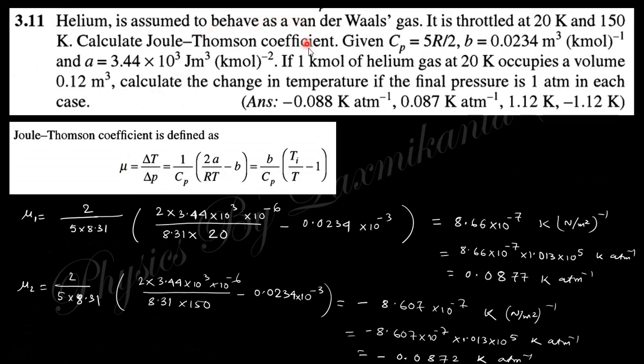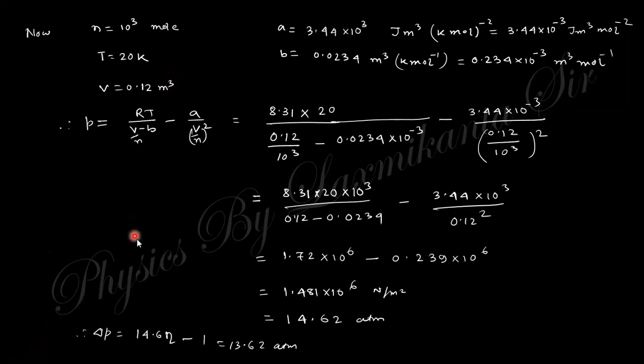Helium is assumed to be a van der Waals gas. It considers 20 Kelvin and 150 Kelvin. There are two temperatures, and you need to find out the Joule-Thomson coefficient. Similar things, just put these values in this expression and you will get these two answers. Okay, similar, no problem. And you need to find out the pressure at this temperature.